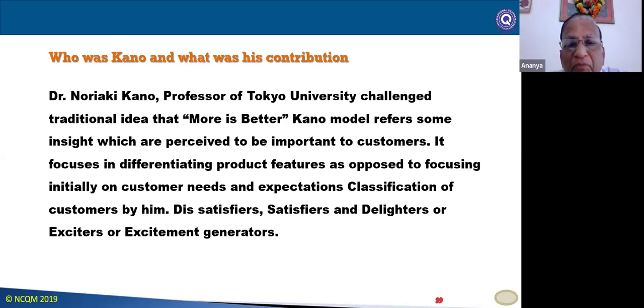Dr. Noriaki Kano, professor of Tokyo University, challenged the traditional idea that more is better. No, it is not like that. More is not better. What is innovative is better. The Kano model refers to insight into what is perceived to be important to the customer, focusing on differentiating product features as opposed to only initial customer need. We talk about what your USP is, what is special in that. Classification of customers: dissatisfier, satisfier, and delighters or exciters or excitement generators.